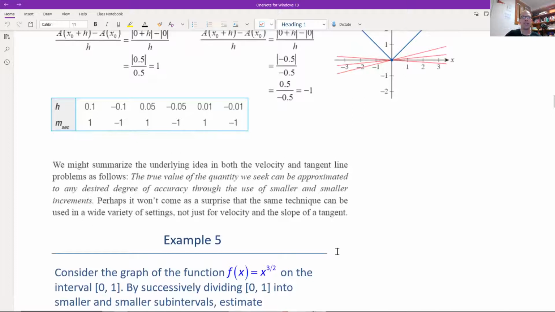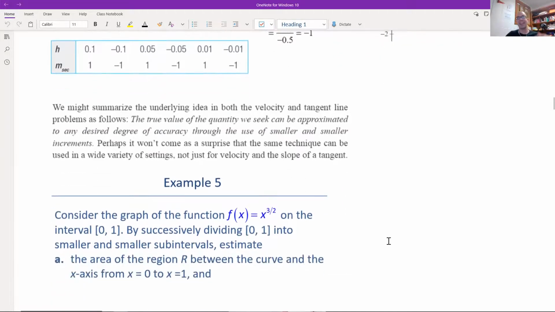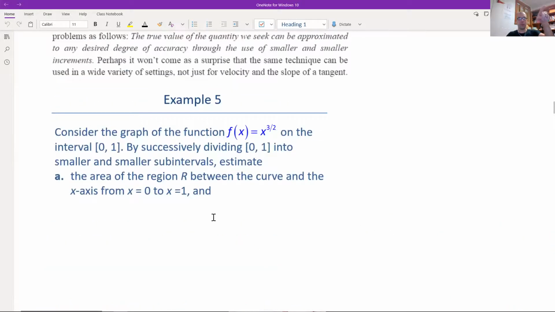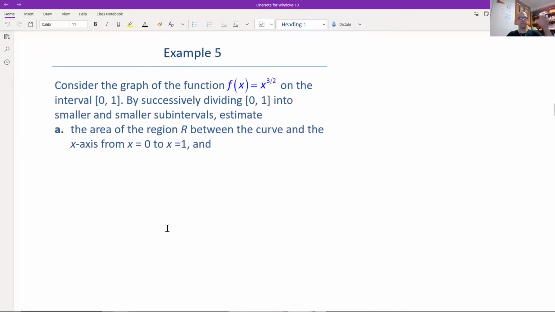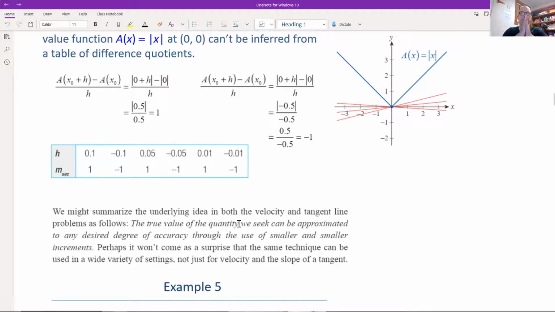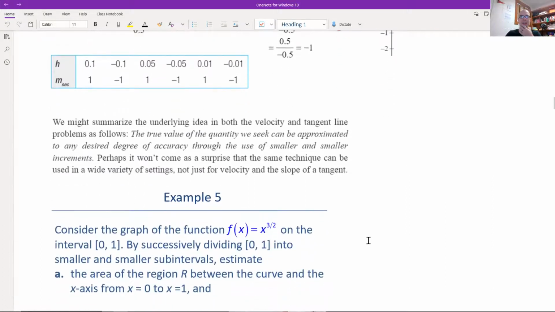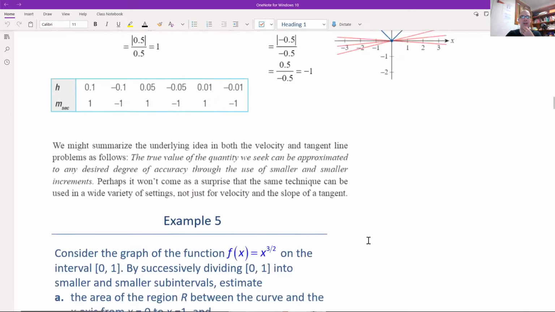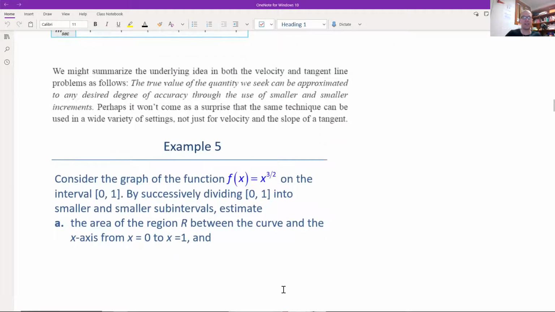But the main idea in the velocity and tangent line problems, and actually the one that we're going to look at real quick here with taking an integral, is that the true value of a quantity that we seek, so this instantaneous velocity or the slope of a tangent line, can be approximated to any desired degree of accuracy through the use of smaller and smaller increments. And so that's the big idea there. That's kind of the big idea of the section.